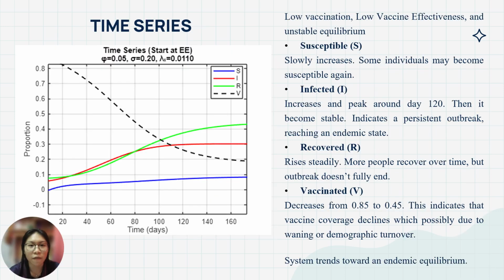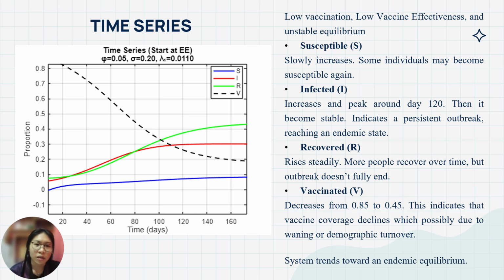And now we have low vaccination and also low vaccine effectiveness. In this case, we found that the endemic equilibrium is unstable. When the vaccinated proportion falls, the susceptible slowly increases, meaning some individuals may become susceptible again, while the infected increases and peaks around day 120 and then becomes stable after day 120. This indicates a persistent outbreak reaching an endemic state.